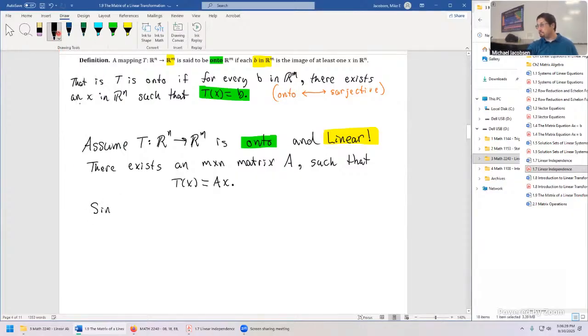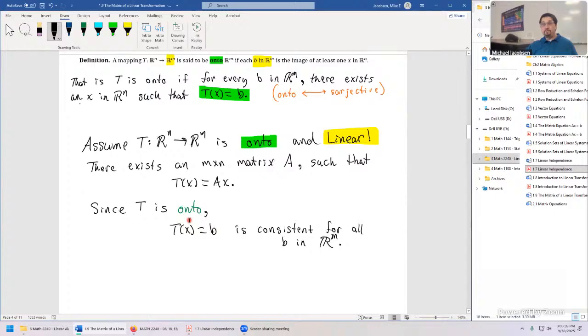Since T is onto, T of X equals B, you could say has a solution, but I'll go with is consistent for all B in Rm.